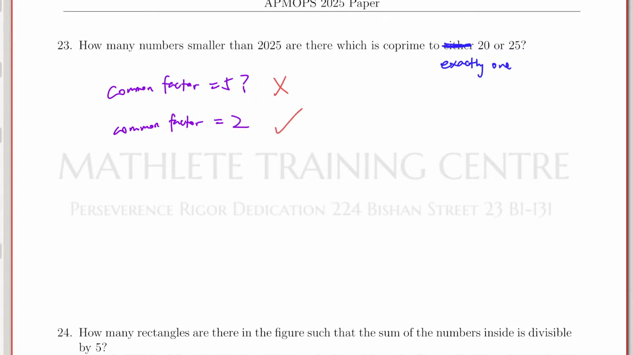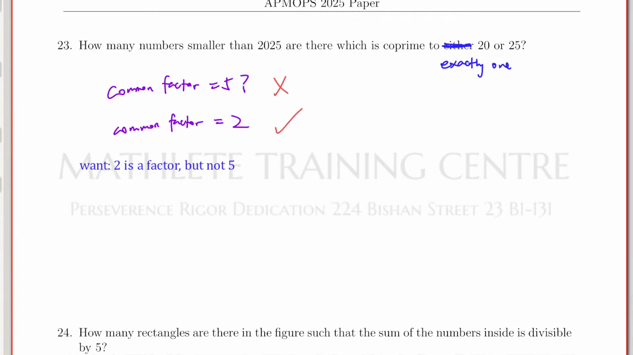So basically, what do we want? We want a number that has 2 as a factor, but not 5. We cannot have 5. So how many such numbers will work?